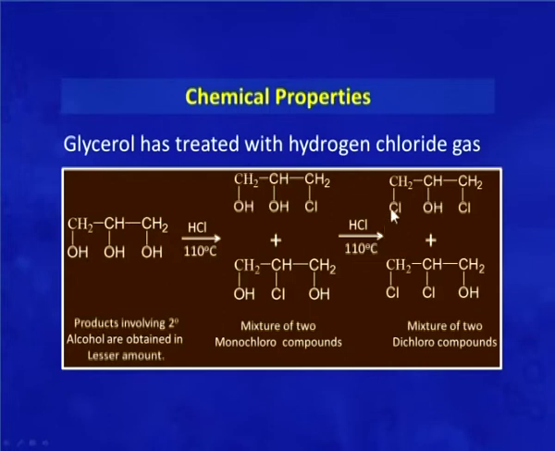Here the two primary hydroxy groups are replaced by the chlorine group, whereas here one is primary and the other is secondary hydroxy group. So, it has been found that the products involving secondary hydroxy groups like this one and this one, they are formed in a smaller amount compared to products involving primary hydroxy groups.